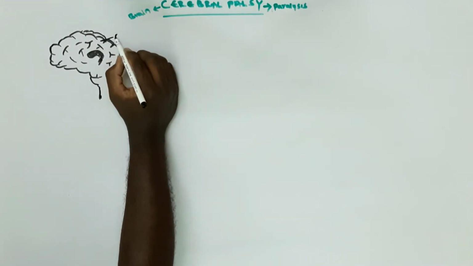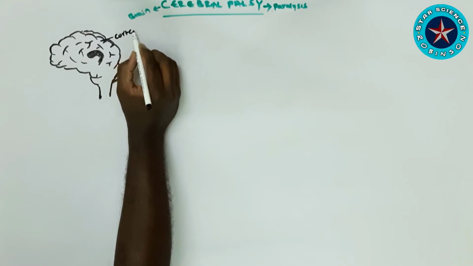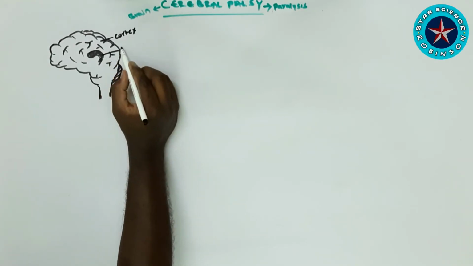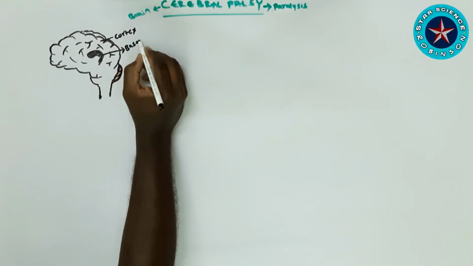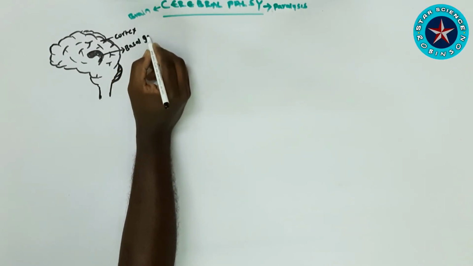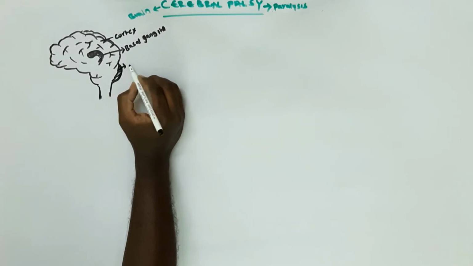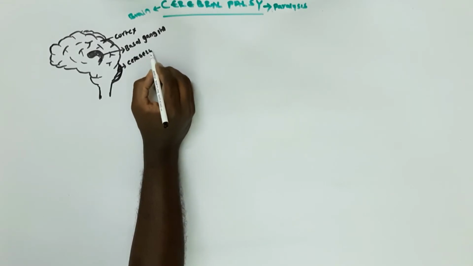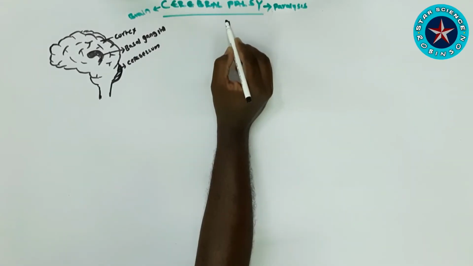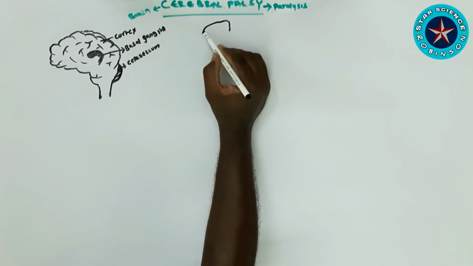Now I'm showing you a brain diagram. There are three portions where it is affected. Cerebral palsy affects these three portions of the brain: one is the cortex region, and the others are the basal ganglion and the cerebellum. So cortex, basal ganglion, cerebellum. These are the three portions affected when cerebral palsy occurs.